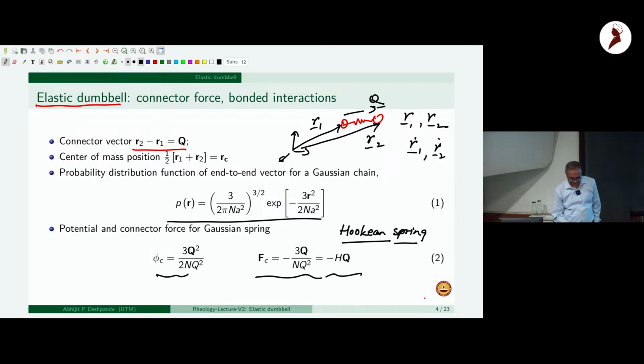And therefore the distribution function is a function of R1, R2 and time. But then we recast the problem in terms of psi of Q, RC, which is the center of mass motion. And center of mass motion is basically bulk motion of this bead, and therefore that doesn't really add anything to the overall problem. So we can again take that out. And so the distribution function therefore is only a function of Q.